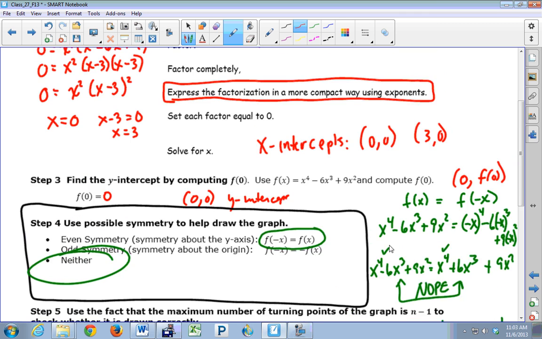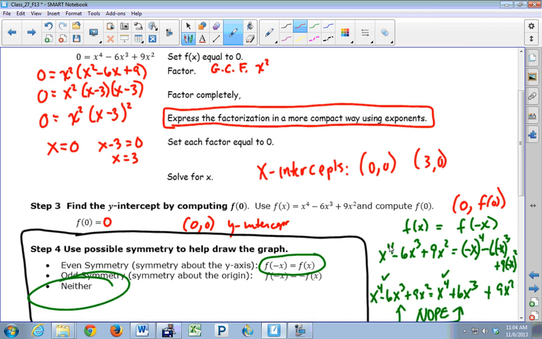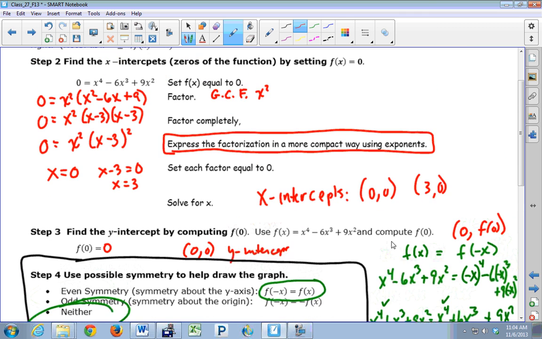What do you know about the multiplicities of each of these zeros? What's the multiplicity of this zero right here? Well, let's look at x. What's its exponent? Square, right? So it has multiplicity, what? 2, multiplicity of 2, which means at 0, it's going to look like a little baby parabola. And what about 3? What's the multiplicity of the zero at 3 if you look at it?